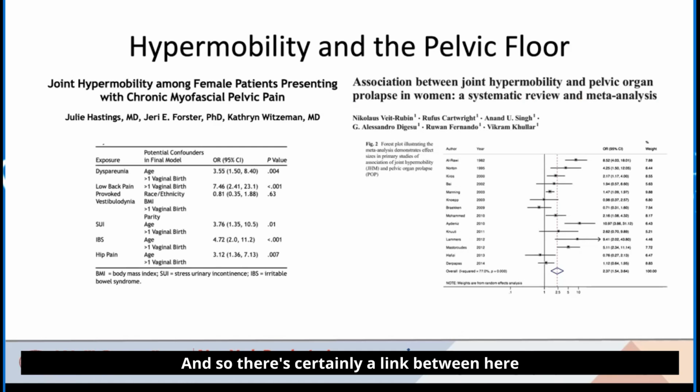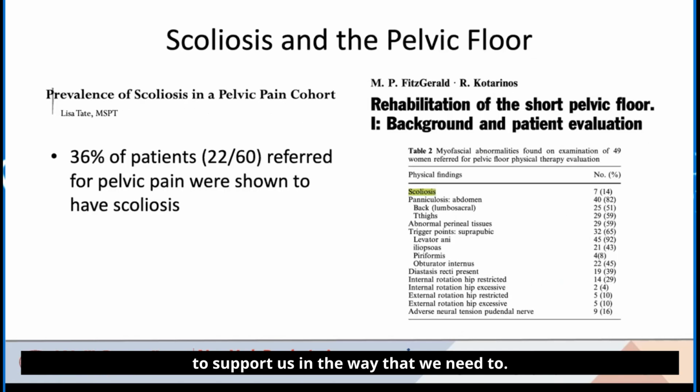And so there's certainly a link here. When they looked at patients with chronic myofascial pain with hypermobility, they had a much higher likelihood of having pain with sex, low back pain, incontinence, IBS sorts of symptoms, and hip pains. And then, of course, the other thing that we see is a higher risk of pelvic organ prolapse in women with hypermobility. So again, that tells us that those pelvic floor muscles are just not able to support us in the way that we need them to.